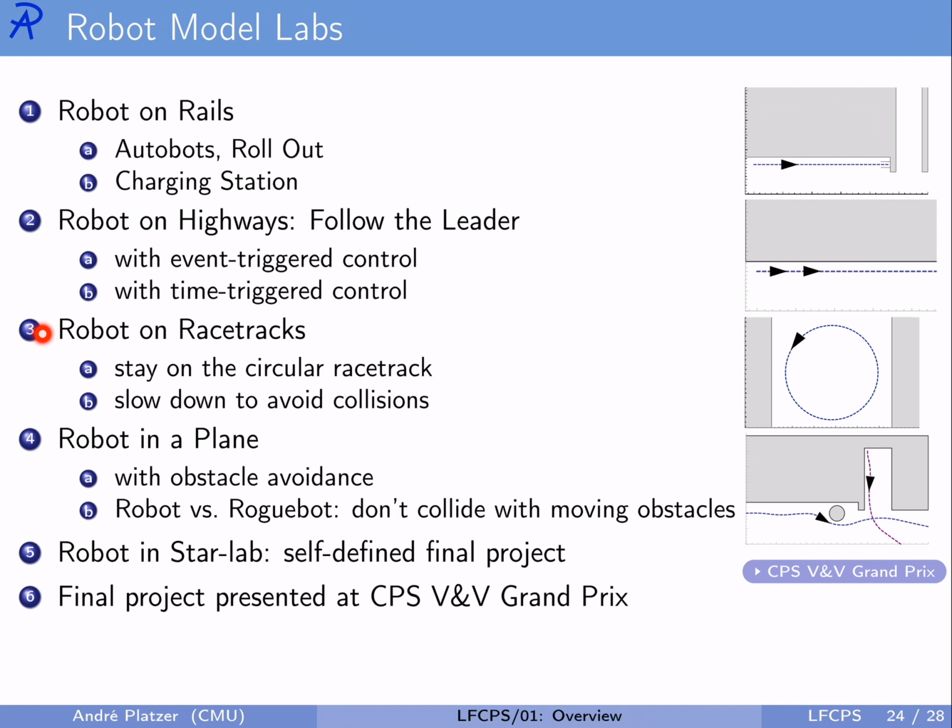Then you will look at robots on racetracks, staying on the circular racetrack and slowing down in order to avoid obstacles. Then you will look at the motion of robots in a plane with both obstacle avoidance and ultimately also what happens if your robot is meeting a rogue bot, another robot that isn't moving in the way you would like it to, and your job will be to make sure that there are no collisions with moving obstacles.